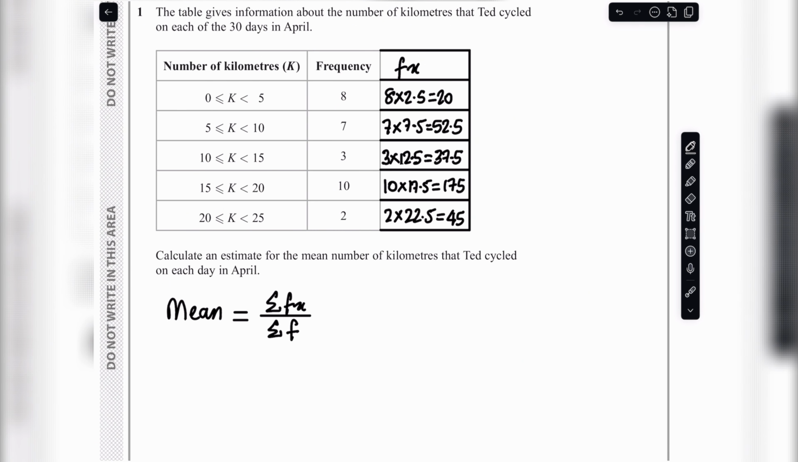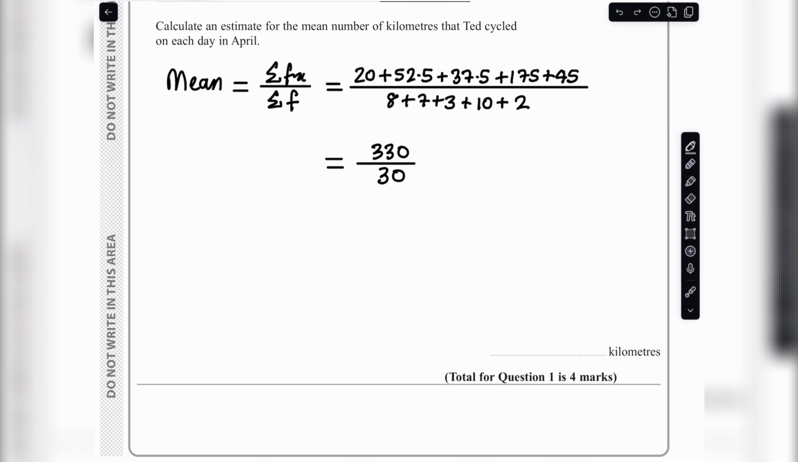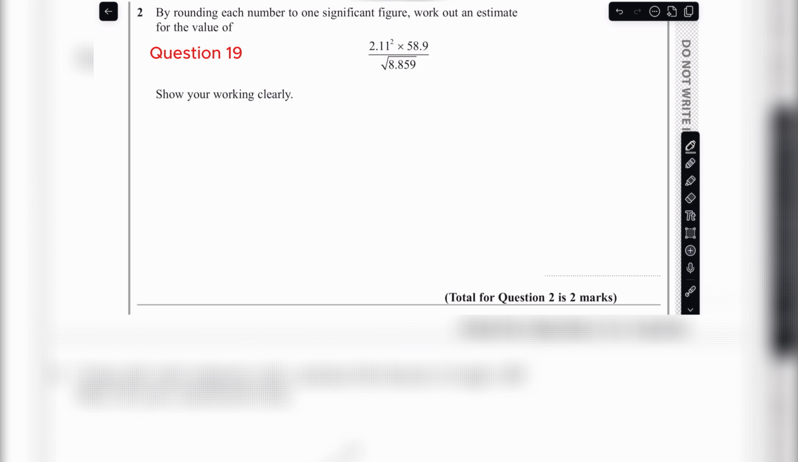And hopefully after repeating this for each of the rows, you get these values. In order to determine the sum of fx, we need to add all the values in our third column, giving us this. And the sum of our frequency can be determined by adding all the values in our frequency column, giving us this. And after simplifying our fractions and putting them into our calculator, we get a final answer of 11.